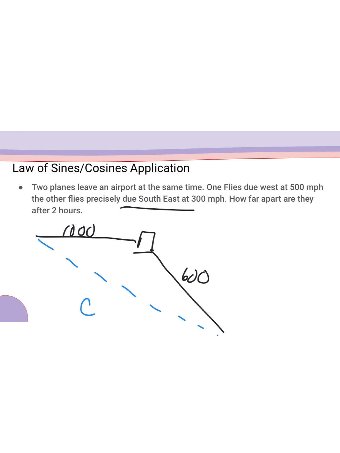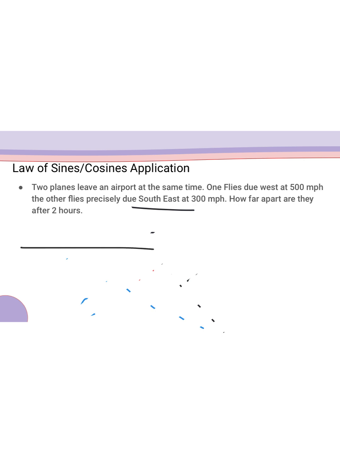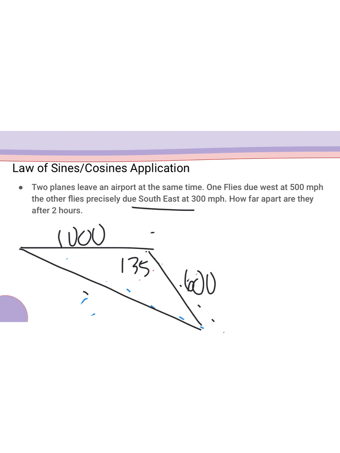So again, I need a matching angle side pairing in order to get law of sines. So what I need to do is use little c here to determine what my big C is. Now, we know that this angle right here is 90 degrees and due southeast means exactly in the middle. So both of these are 45 and 45. So if I redraw my triangle, we have 1,000 here, 600 here, 135 degrees here, and we're looking for our C.